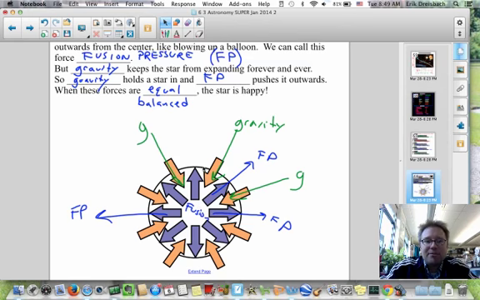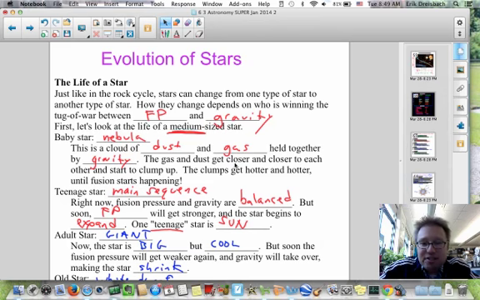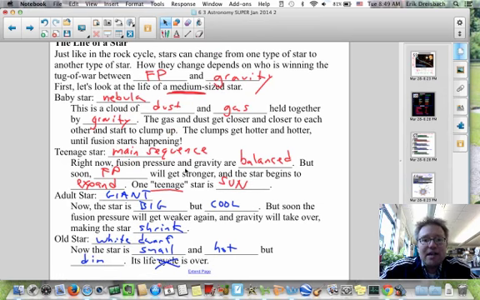Now, most of the time in a star's life, those two forces are equal, which means the star stays about the same size. Everything is balanced. The star seems pretty happy. Our sun, right now, has fusion pressure making it go out, but gravity's pulling it in, and it's just living a nice, happy life. But eventually that'll change.